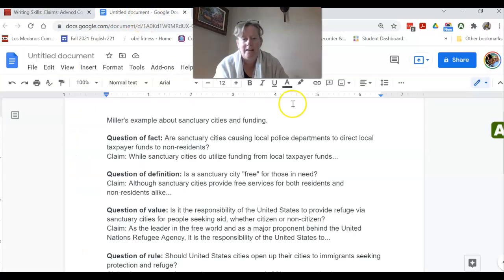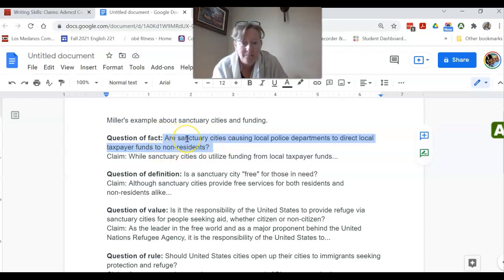Take a look at my example here. This was the example that I put in the discussion board for this week. And here's my question of fact. Again, this was an example about sanctuary cities and funding. My question of fact would be, are sanctuary cities causing local police departments to direct local taxpayer funds to non-residents? So this means that my argument would be discussing this issue of fact, right?